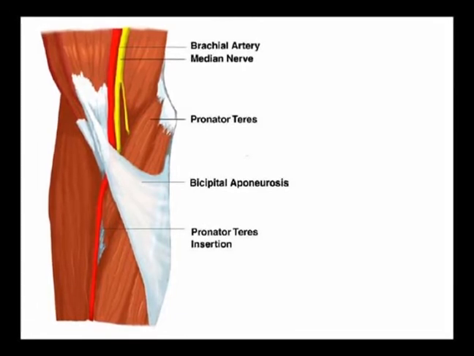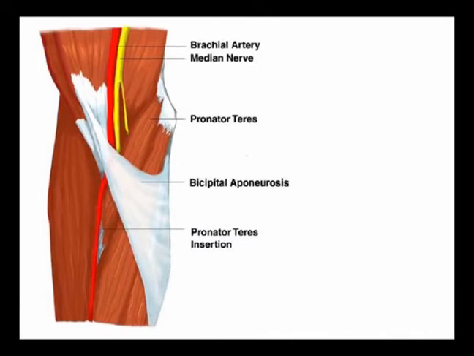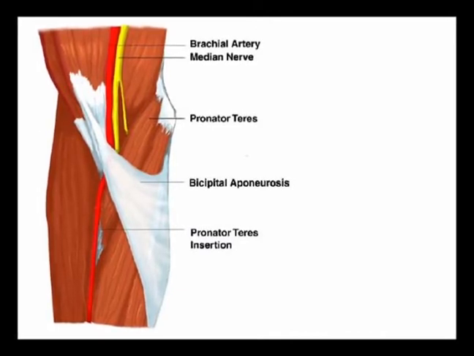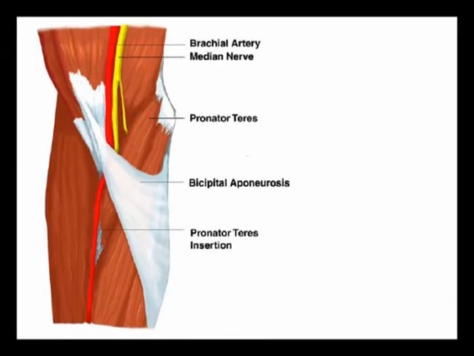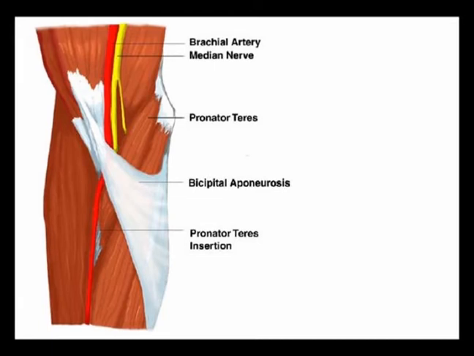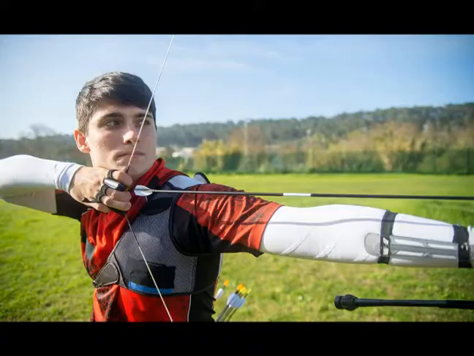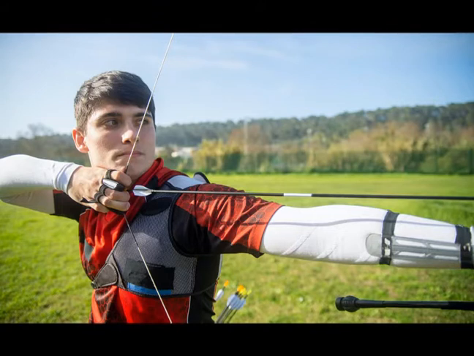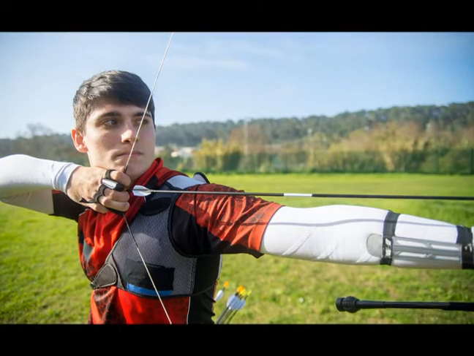Pronator syndrome is entrapment of the median nerve as it passes between the ulnar and radial heads of the Pronator Teres muscle or under the proximal edge of the flexor digitorum superficialis muscle. This is a condition that is fairly rare, but it occurs in archery, in weightlifters, in bodybuilders, in baseball pitchers, throwing athletes, and in racquet sports.